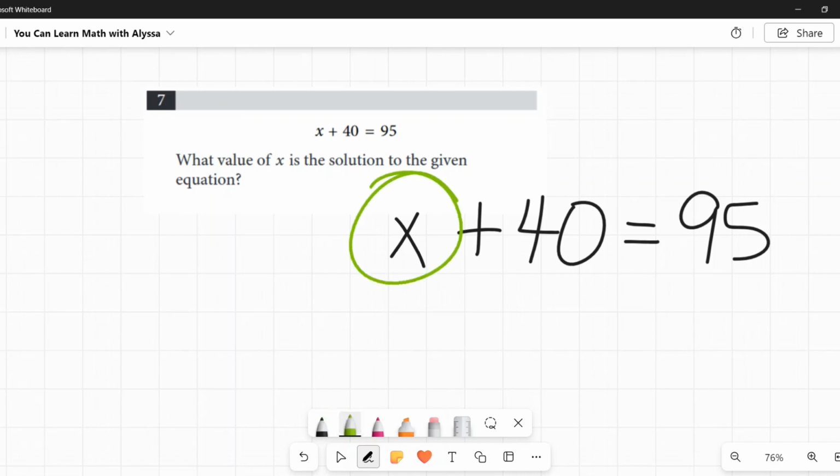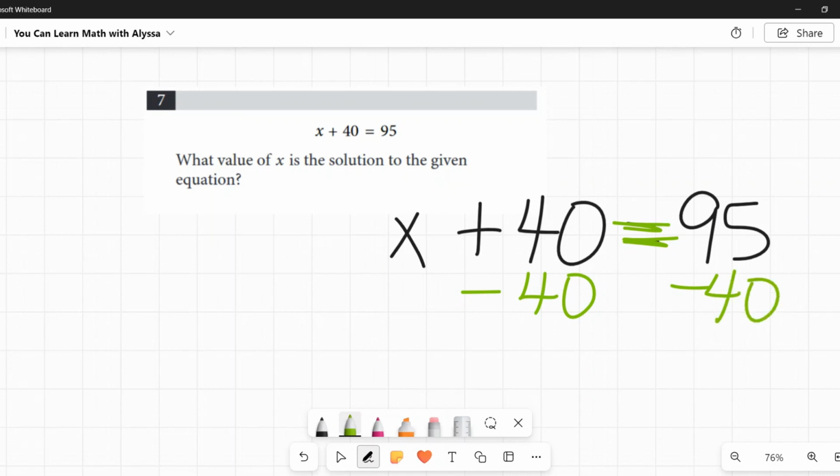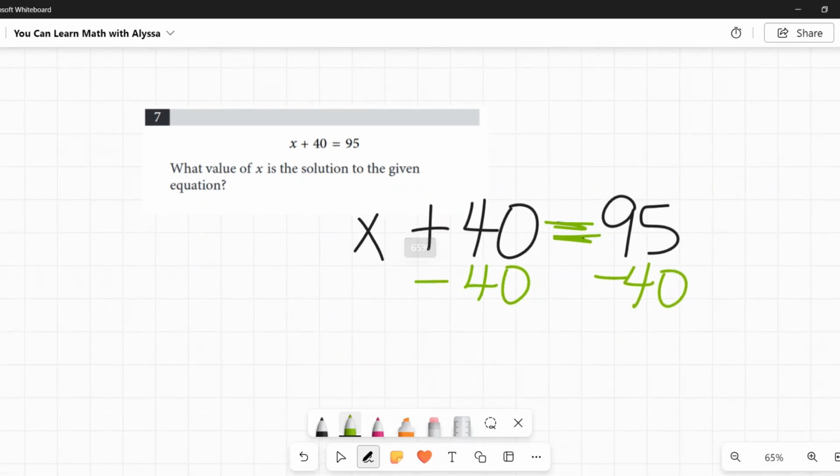So to get x by itself, I want to undo everything that's been done. 40 has been added to it. So to undo that, I do the opposite. I subtract 40. But again, because we have that equal sign and things have to stay balanced, I have to do the same thing on the right as well. So I've subtracted 40 from both sides. On the left, add 40 minus 40 cancels out, and I am just left with x. And on the right, 95 minus 40 is 55. And that is my answer. x is 55.